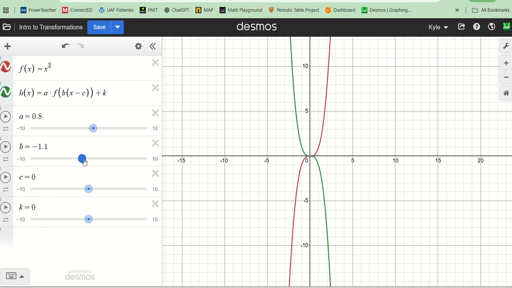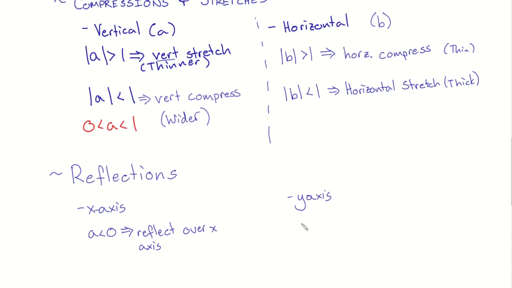All right. So here we go. Easy to say. If B is less than 0, notice we can still make it thinner or thicker in this same situation. We don't care about the absolute value for the reflection. If B is less than 0, it did reflect, and it reflected over what again? Reflect over Y.